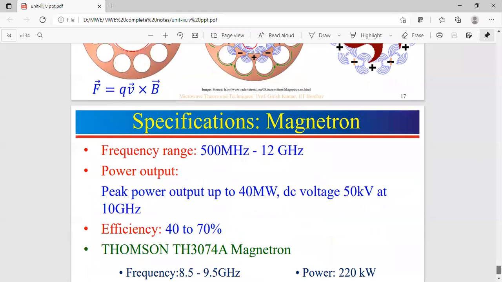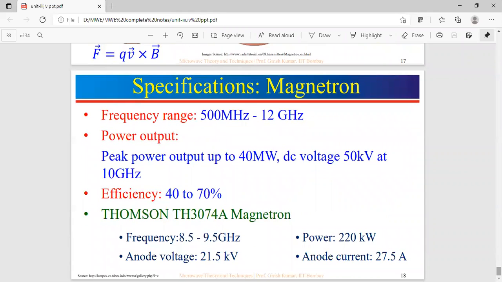These are the specifications; you can use it for applications up to the 12 gigahertz range. Peak power is very high. The efficiency is 40 to 70%, whereas for the reflex klystron oscillator the efficiency is only 22.7%, and that is the ideal one. It is less than that in practice, but here you are going to get a more efficient output. That is the reason magnetrons are generally preferred compared to reflex klystrons. Okay, we will see the rest of the things.